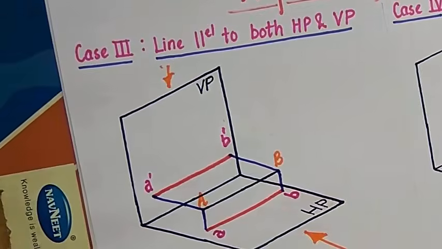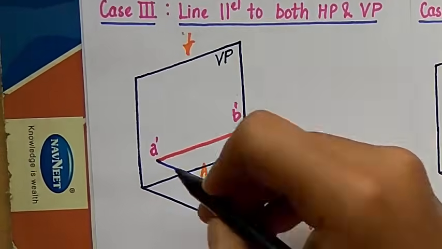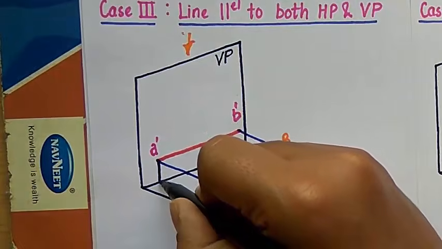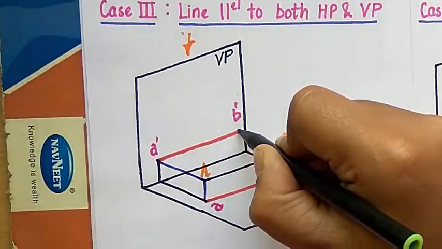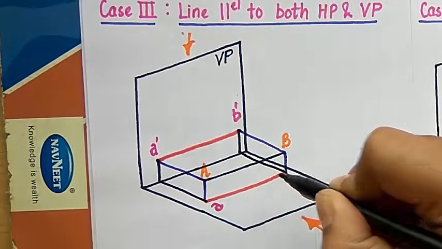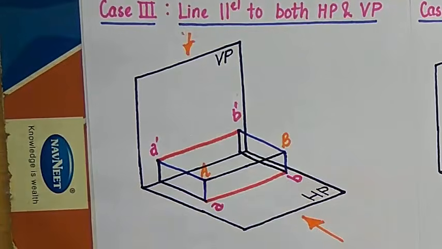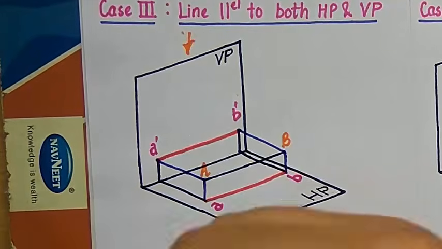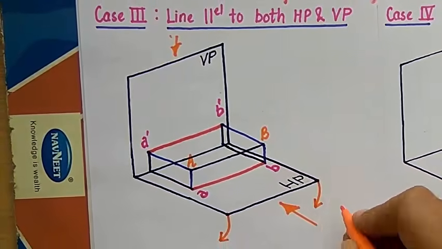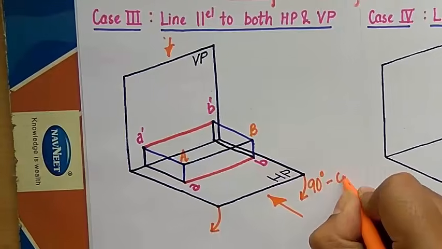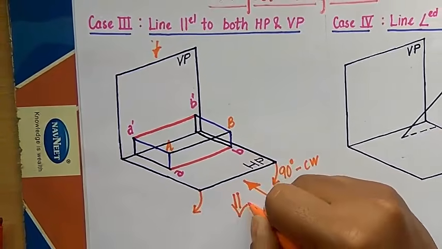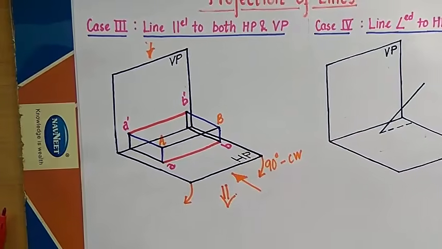Now the next thing that can be done is to join this A dash with A and then B dash with B, this way, this way. That's it, guys. Okay, now what we'll be doing is we're going to rotate this, you know this pretty well, by an angle of 90 degrees in the clockwise sense in order to create its corresponding orthographic view.